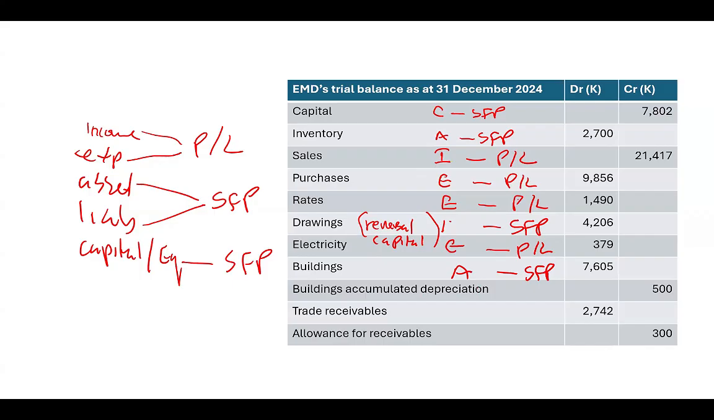Accumulated depreciation for building. This is reduction in asset. It reduces asset value, meaning it will go to the statement of financial position to reduce that value of the asset. This is receivables. It's an asset. It will go to the statement of financial position. This one is reduction in the same asset of receivable. Again, it will go to the statement of financial position to reduce the asset value.